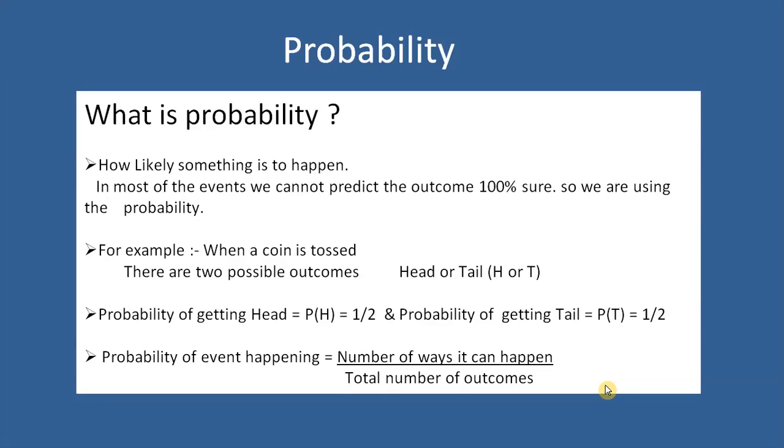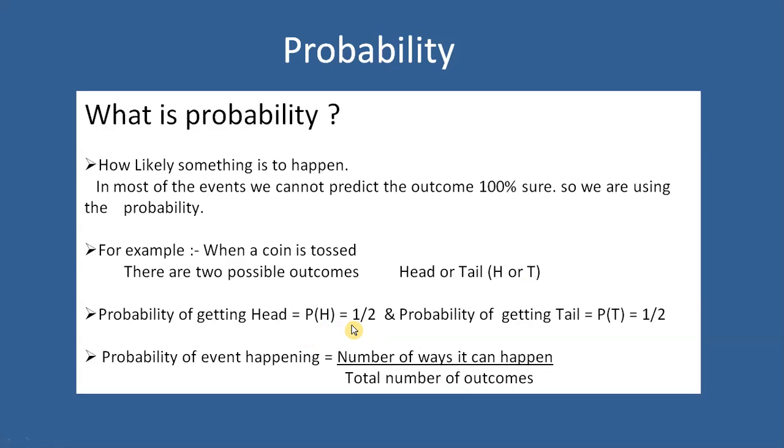What is probability? Probability is how likely something is to happen. In most of the events, we cannot predict the outcome 100% certain. So we are using the probability. For example, when a coin is tossed, there are two possible outcomes. Either it will be head or it will be tail. We call it as H or T. Now the probability of getting head is 1 by 2. That is P of H is 1 by 2.